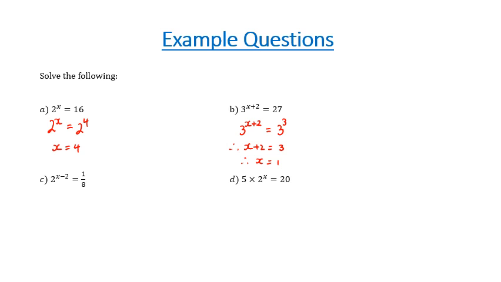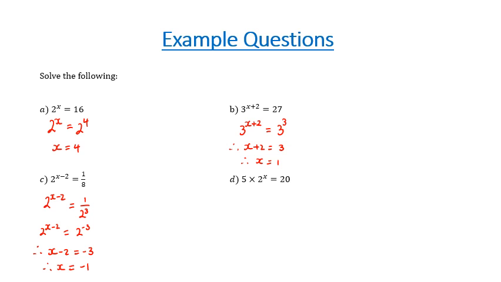In our third example here, we've got 2 with an x take 2 as a power, and that's 1/8. Now 1/8 is actually 1 over 2 to the power of 3. So therefore, 2 to the power of x take 2 must equal 2 to the power of negative 3. Therefore, x take 2 must equal negative 3, and therefore x must equal negative 1.